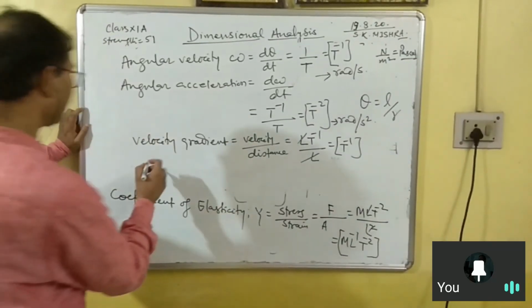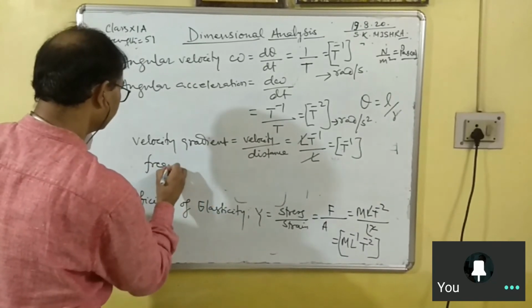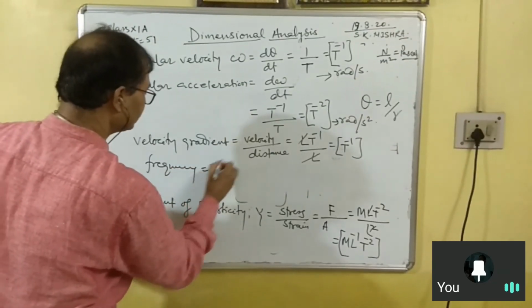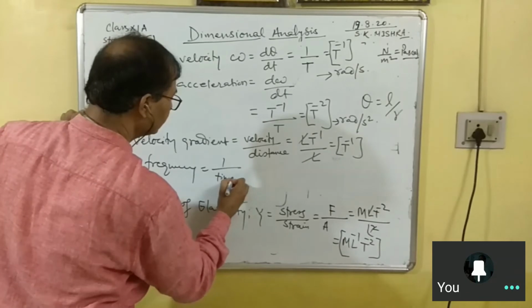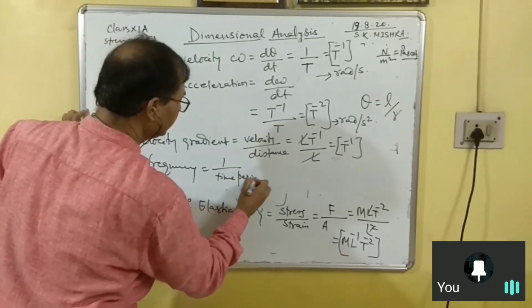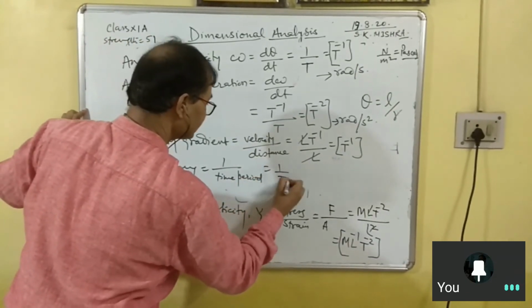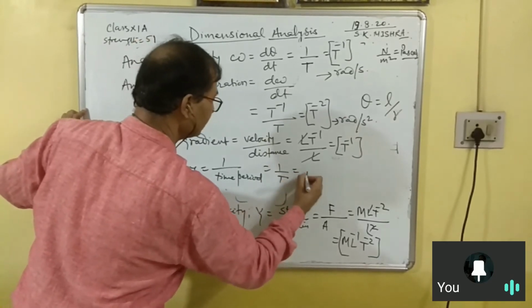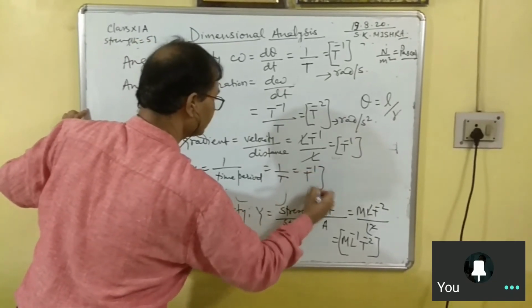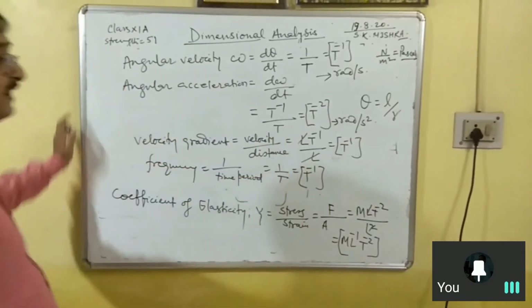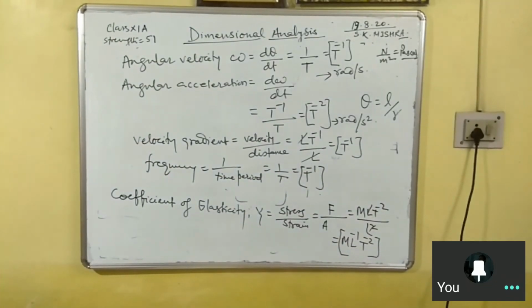See, velocity gradient and frequency have the same dimension. If you want to write the dimension of frequency, with time period T, then frequency is 1 by time period, and time period has dimension T. So frequency is 1 by T, T to the minus 1. So frequency and velocity gradient have the same dimension.